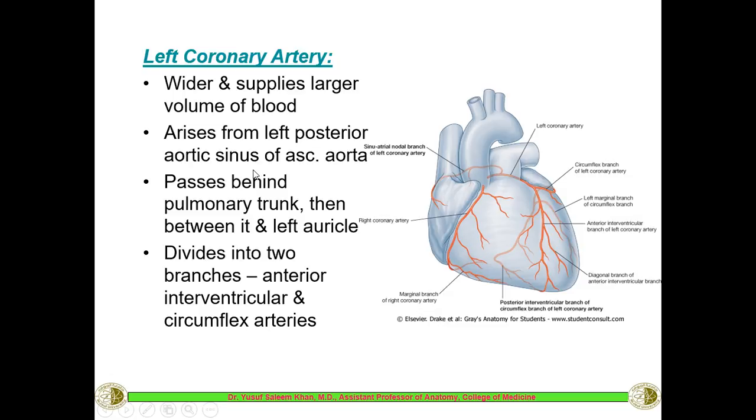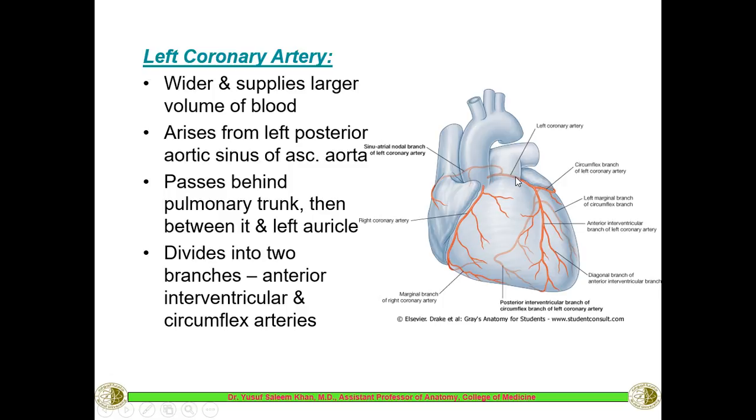It passes behind the pulmonary trunk, then between it and the left auricle. So when it begins, it is coming from the left posterior aortic sinus, then it comes here and passes behind the pulmonary trunk. This is the pulmonary trunk in the front, and that's why it is shown in a slightly lighter color, because the artery is winding behind this pulmonary trunk.